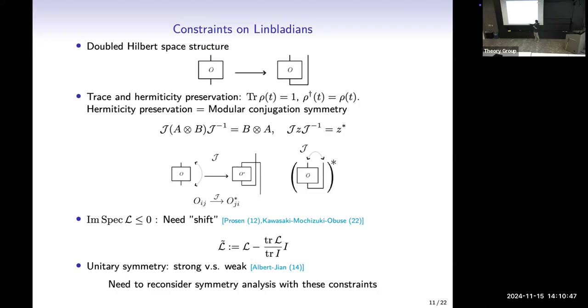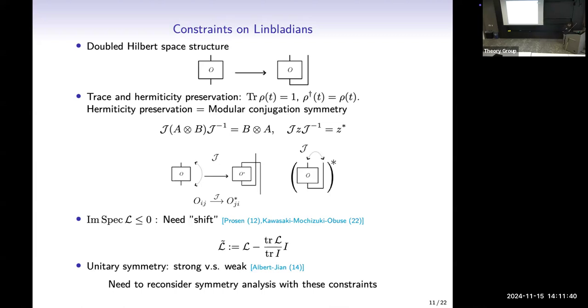I didn't show this, but previous classifications sometimes didn't do the shift I'm performing here. If I don't do this shift, I will miss some symmetry. If I adjust the origin of the energy spectrum, I will find more symmetry classes. So this is another small improvement. And then there's another concept, discussed by Albert and Jan: strong versus weak symmetry. Strong symmetry acts on each copy individually, but weak symmetry is a state symmetry which acts on both Hilbert spaces simultaneously, and we have to distinguish these two cases.